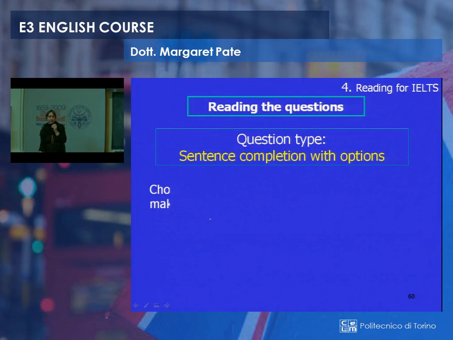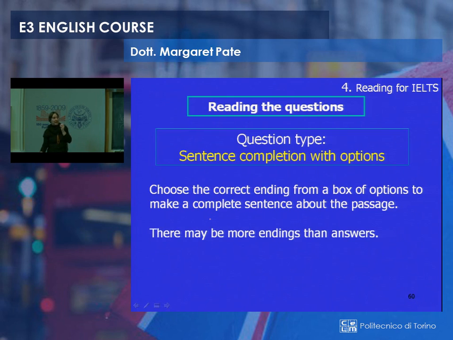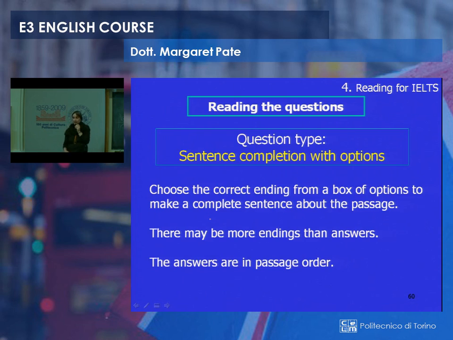to sentence completion with options. Here you have to choose the correct ending from a box of options to make a complete sentence about the reading text. There may be more endings than answers, so you will not be able to choose by process of elimination. No guessing here. Well, you can guess, but it won't be an easy guess. The answers in this type of question are in passage order. Okay.